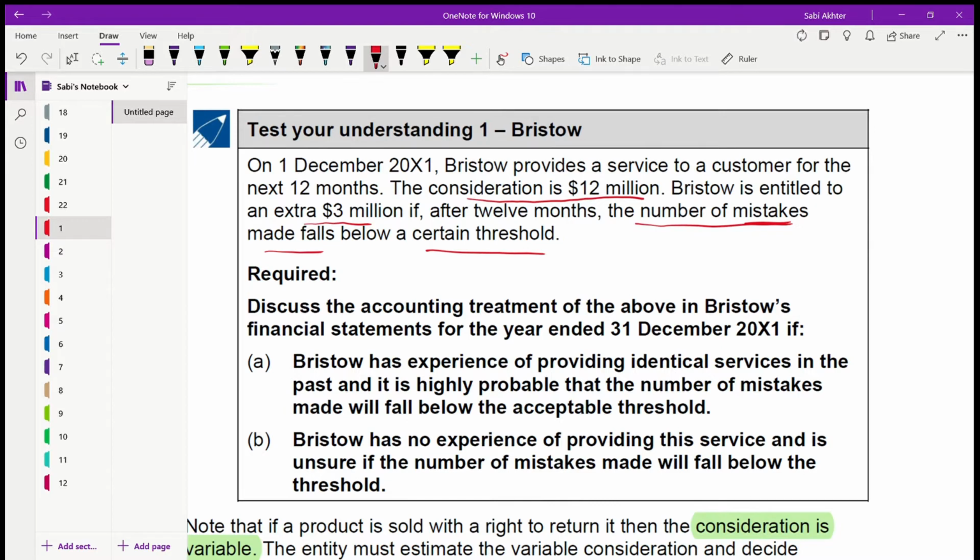A. Bristow has experience of providing identical services in the past, and it is highly probable that the number of mistakes made will fall below the acceptable threshold. B. Bristow has no experience of providing the service and is unsure whether they can reduce the mistakes below the threshold or not. Okay, so let us first do A.